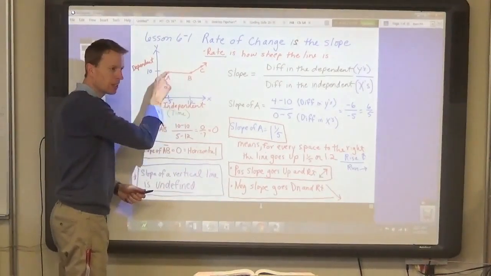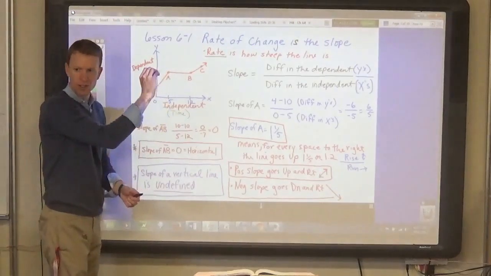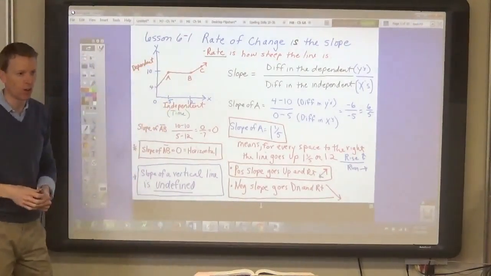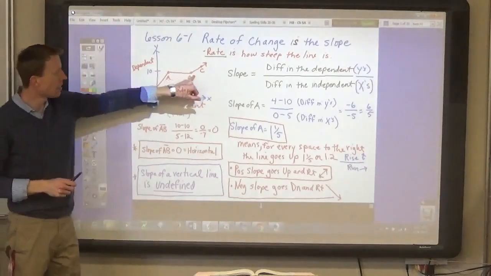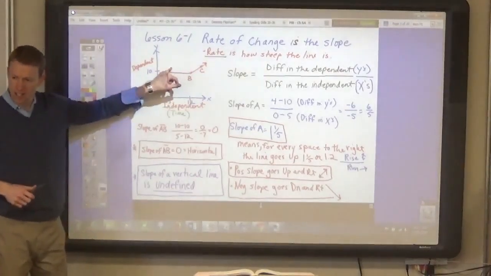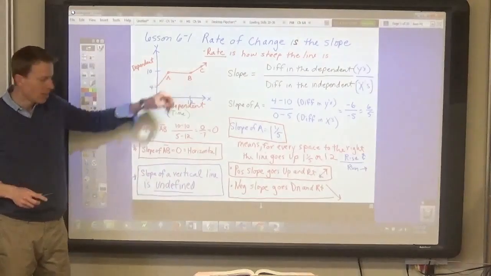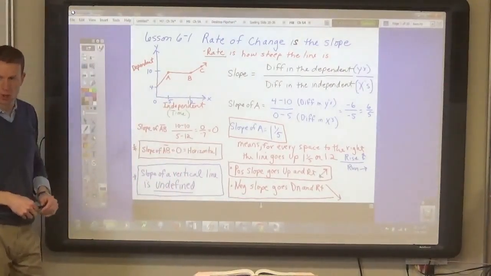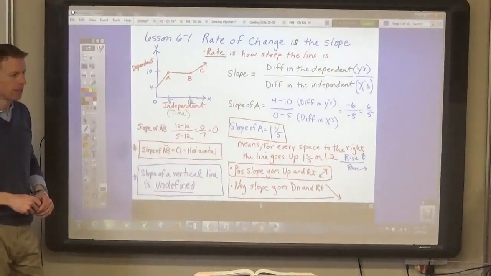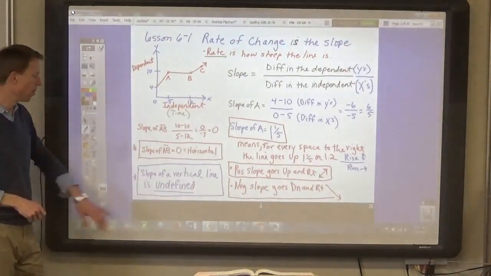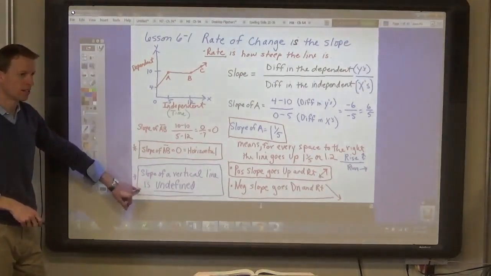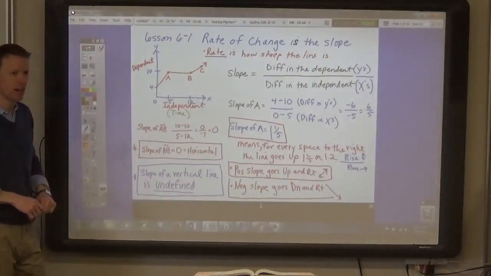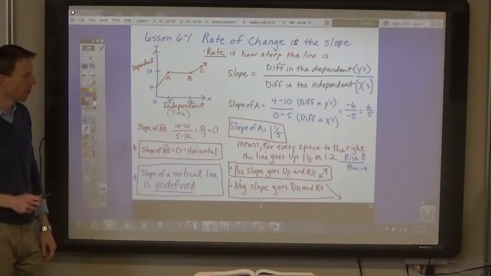What is the slope of this line? 0. It changes 0. The change in the y is 0. And any horizontal line is a 0 slope. Any line that's a horizontal line is always a 0 slope. Is that the same thing for vertical lines too? No, look at what it says for vertical lines. Oh, I see. Vertical lines give you what's called an undefined slope.